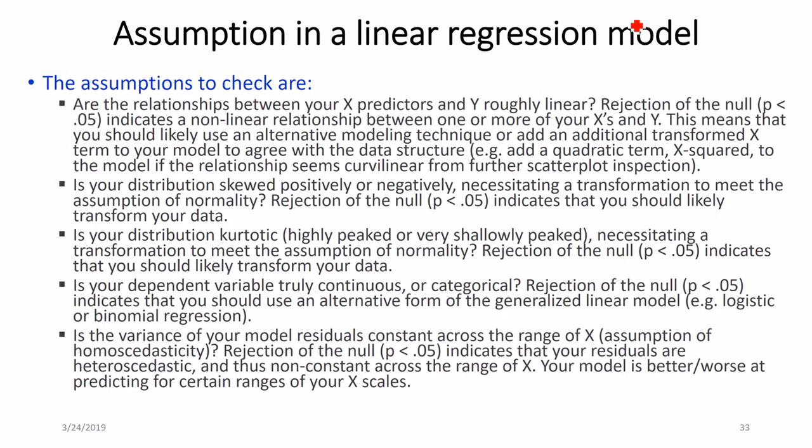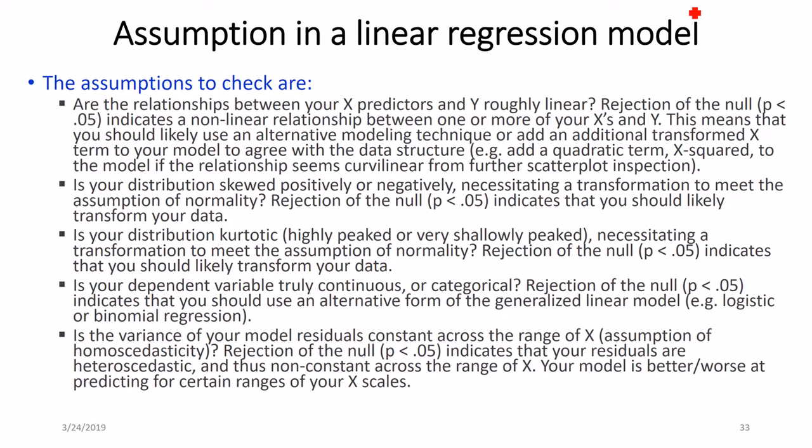The next to check is the assumption of normality. If the distribution is skewed positively or negatively, you would reject the null hypothesis and you would need to transform your data. Also, if the distribution is leptokurtic, highly peaked, or very shallowly peaked, you would reject the null hypothesis and you need to transform the data.